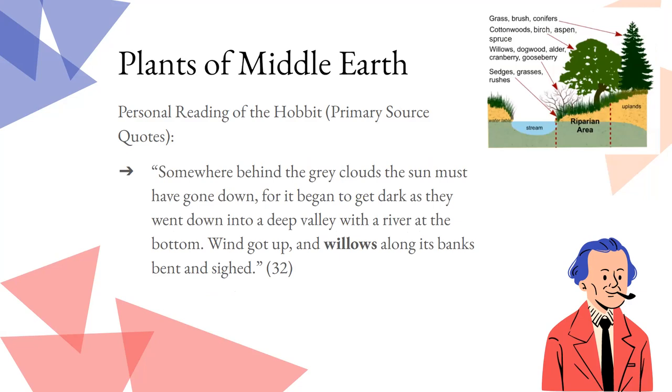Great. Willows. So this is something. So wind got up and willows along the bank. So we can also see that Tolkien is a very observant person in terms of riparian buffer zones. These are the regions between an aquatic ecosystem and more of a terrestrial one, where water is inundated into the soil and very specific plants can live in this area.